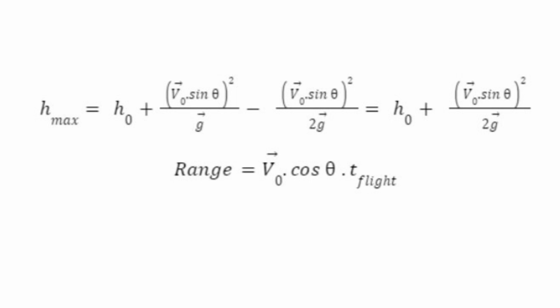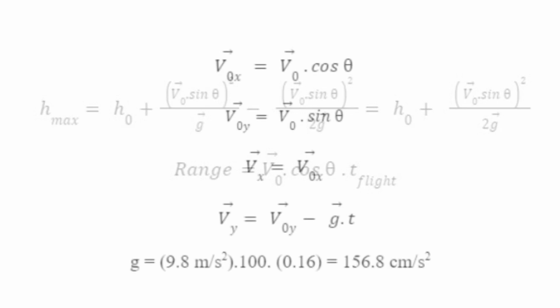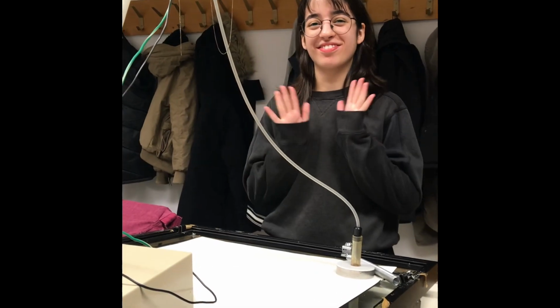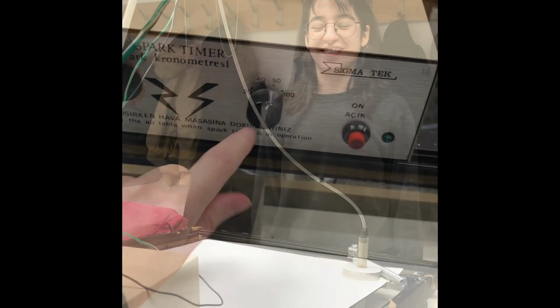Then I will calculate the x and y components of the initial velocity from these values. Also, I will calculate theoretical and experimental initial velocities and compare them by calculating the error percentage. Finally, I will plot the graphs and see the relationship between the data that I collected. And I will demonstrate my project.